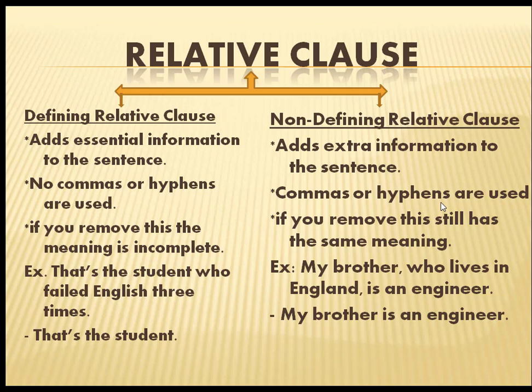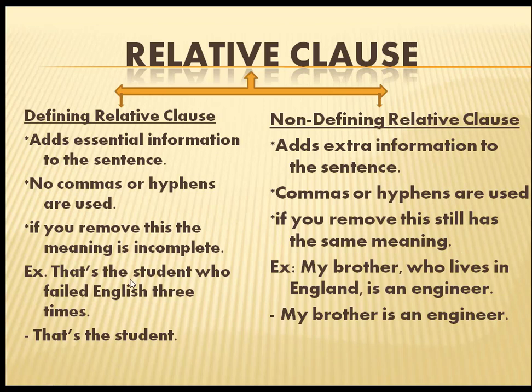If no commas are found in a sentence, then it is a defining relative clause. If you remove the defining relative clause, the meaning is incomplete. We cannot understand the total meaning of that sentence by removing the defining relative clause. And if you remove the non-defining relative clause, the sentence still has the same meaning. The meaning is not disturbed. Still the sentence gives the complete meaning.